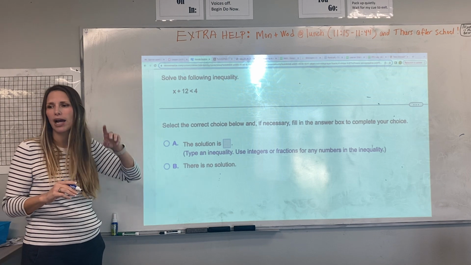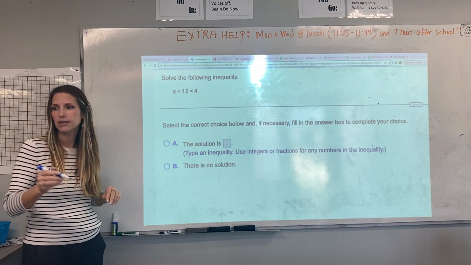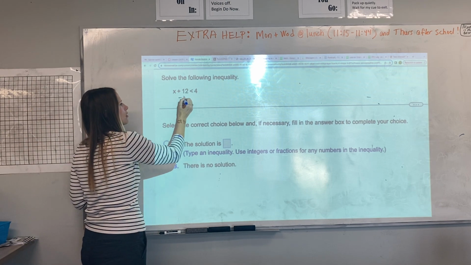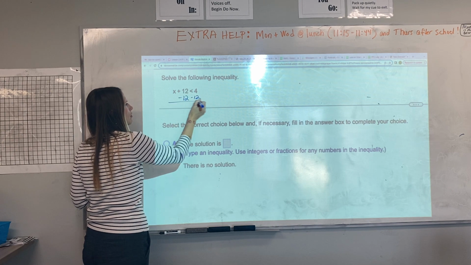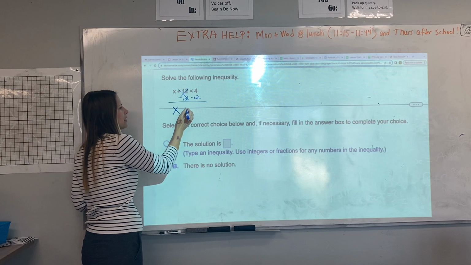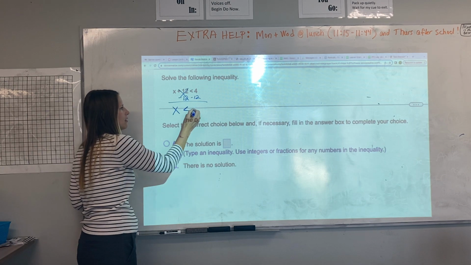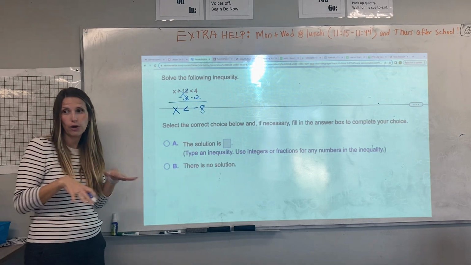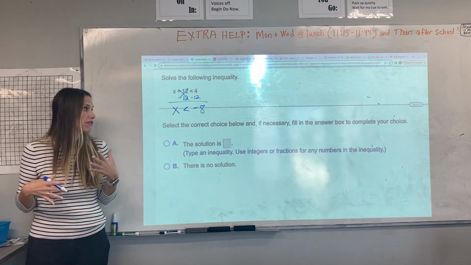What do we do to solve for x? Yes? Subtract 1 on both sides. Good. That cancels to 0. X is less than negative 8, and that is how simple that problem is. You don't have to do anything else.